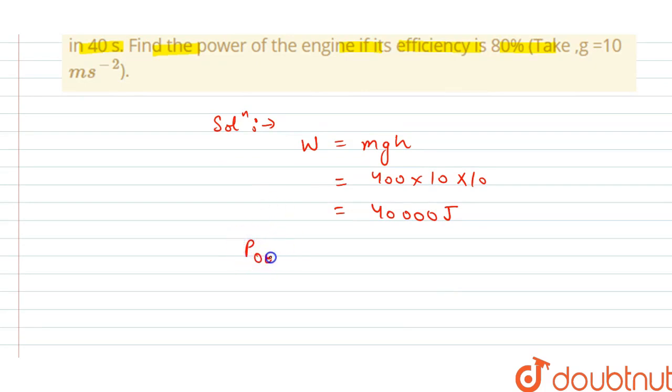So now we know that power output will be equal to work done upon time, that will be equal to 40,000 divided by 40. So this will be cancelled out, and we got output power is equal to 1000 watt, and this will be rewritten as 1 kilowatt.